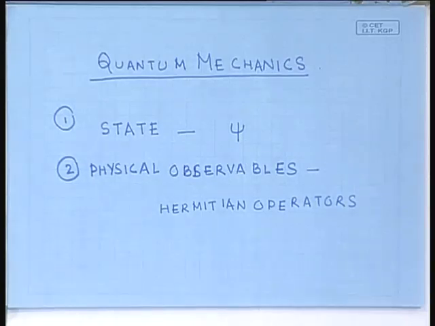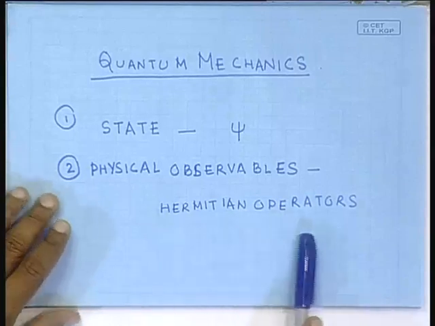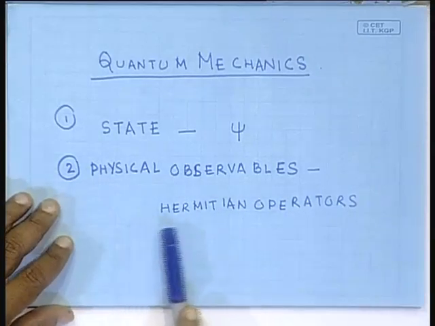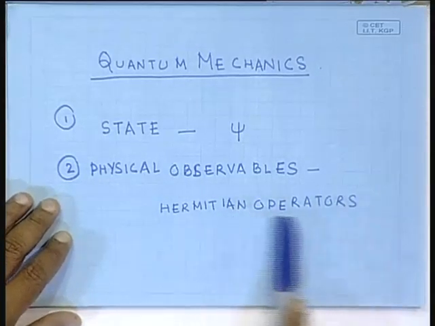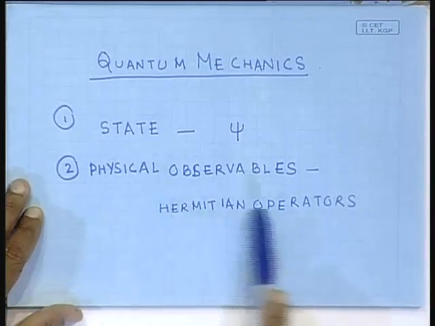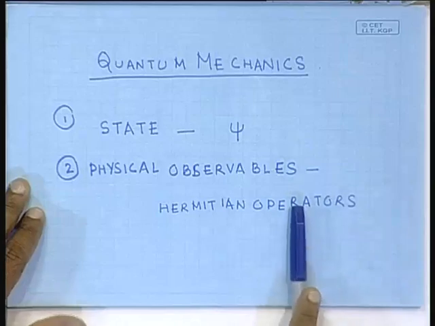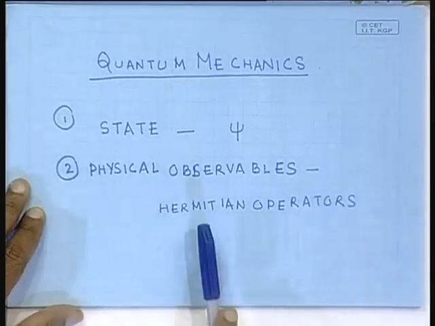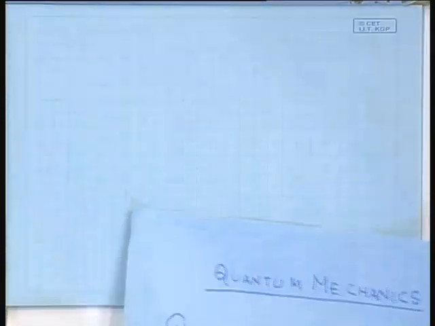So, we have now introduced 2 new words, and I have to explain what they mean. The first thing is Hermitian and the second thing is operator, or you may say the other way around. We are going to take up operators first, and then I am going to tell you what we mean by a Hermitian operator.